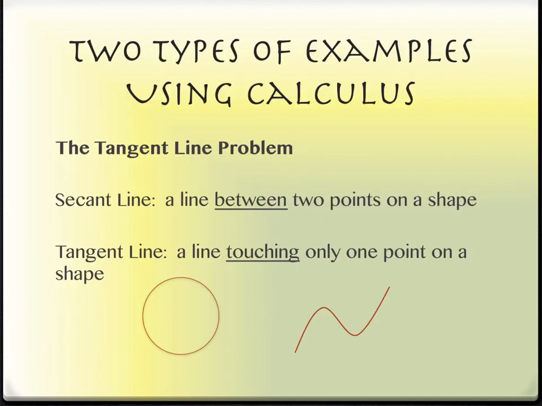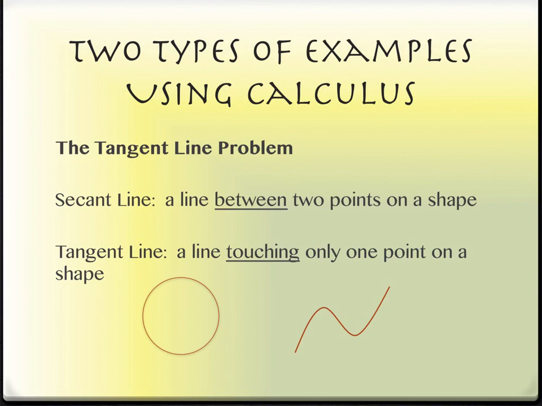So we're going to encounter one specific example where we're going to use numerical approximation for what calculus later is going to be able to do for us so much easier. This is the tangent line problem. So the tangent line problem notices the difference between secant lines and tangent lines. A secant line is a line between any 2 points on a shape.